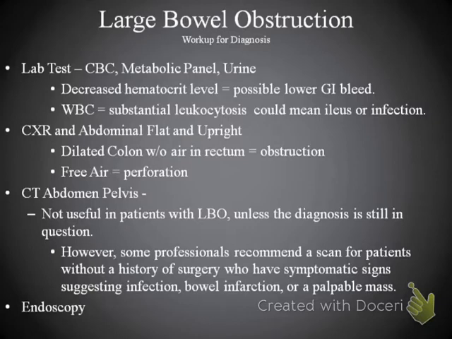Chest x-ray and abdominal flat and upright films. We should see dilated colon without air in the rectum, which equals obstruction. And so that's typically what we're looking for, is no air in the rectum. If there's no air in the rectum, then we know that we've probably got an obstruction somewhere if the symptoms fit. Free air is something that we never want to see, and it's basically indicative of a perforation, which can be very deadly to the patient.